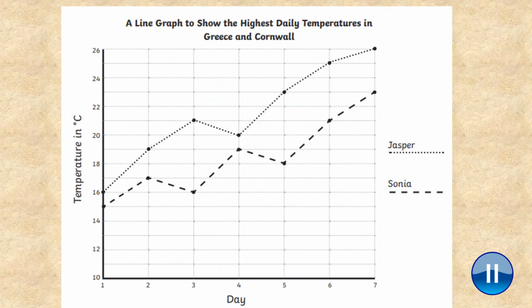Right, I thought this second graph today, one that appealed to me. Two of my favourite places to go away on holiday are Greece and Cornwall. I love the Greek islands and I really love Cornwall. So I thought this one's ideal for me to do today. So we've got a line graph to show the highest daily temperatures compared in Greece and Cornwall. And we've got Jasper, who is on holiday in one place, and Sonia, who is on the other holiday.